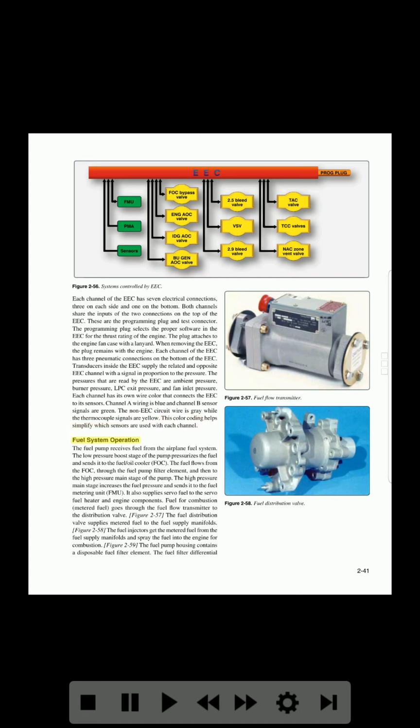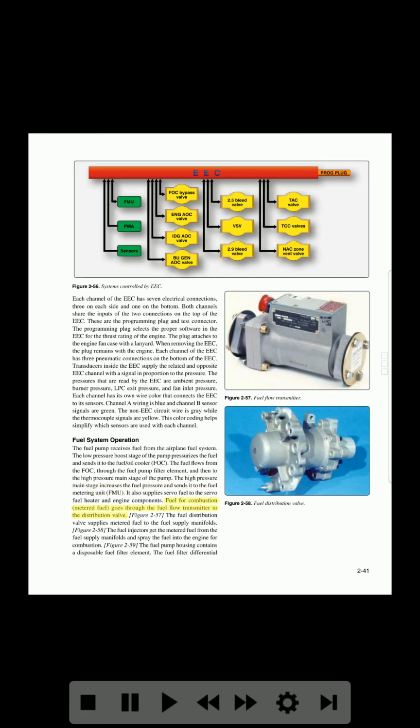Fuel system operation. The fuel pump receives fuel from the airplane fuel system. The low-pressure boost stage of the pump pressurizes the fuel and sends it to the fuel/oil cooler, FOC. The fuel flows from the FOC through the fuel pump filter element, and then to the high-pressure main stage of the pump. The high-pressure main stage increases the fuel pressure and sends it to the fuel metering unit, FMU. It also supplies servo fuel to the servo fuel heater and engine components.